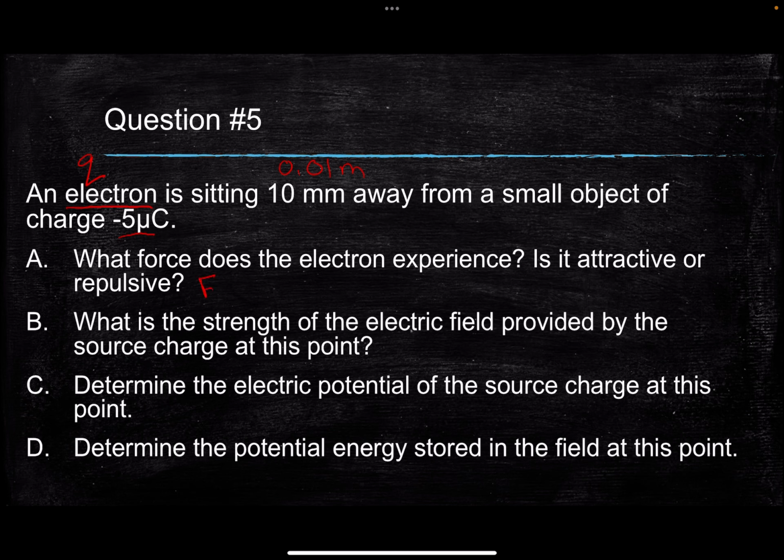All right, and then we're going to use our force equation, which is k q1 q2 over r squared. We've been doing this a whole bunch. So if you plug in your k value, your charge of an electron, your charge here in coulombs, not microcoulombs, and don't forget to square this distance at the bottom, we end up with an answer of 7.19 times 10 to the -11 newtons.